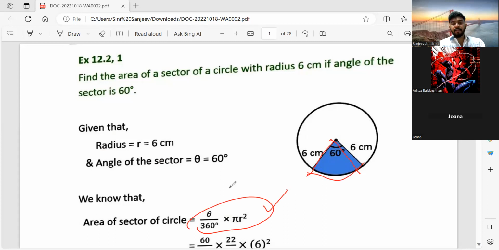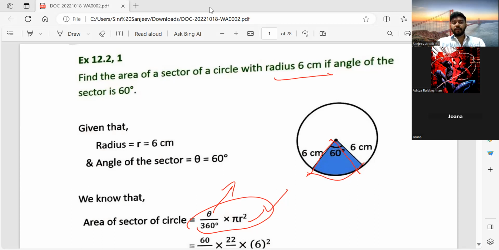Theta is nothing but the angle given in the question. Radius is 6 centimeter, that is r. Substitute everything and we'll get the answer very easily. This is one type, area of sector of the circle. The second thing is the length of the arc of the circle, and the third thing is the area of the triangle.